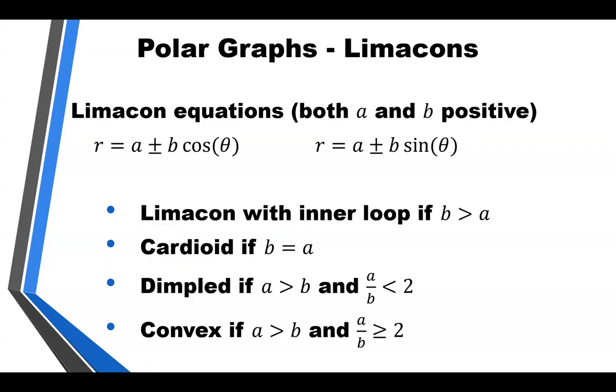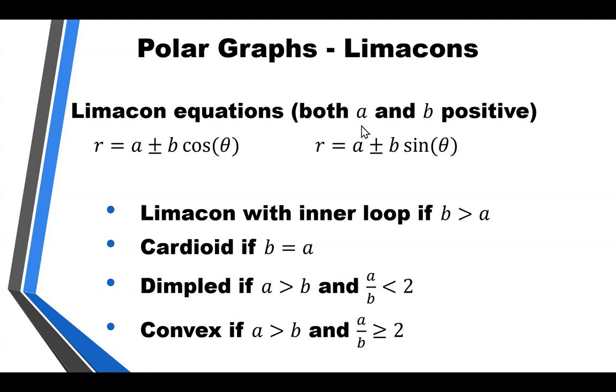Now, these are called limaçons, all right? It's kind of a French term. Sometimes there's an accent on this C, but it's like a lemon and then song, all right? So limaçons. But these equations are where we have A plus or minus B times cosine theta equaling R, and R equals A plus or minus B times sine theta, where A and B are both positive. Again, we saw that it didn't matter if A was negative or not, but there you go.